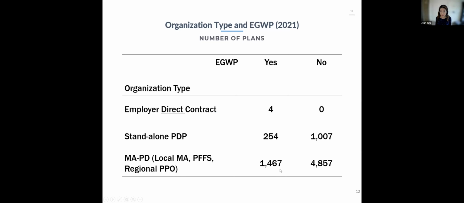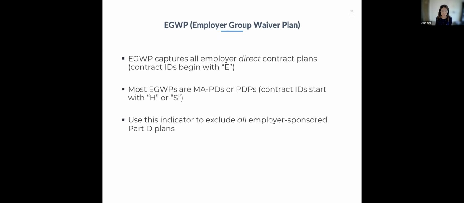1,467 EGWIPs will have a contract ID starting with H, right? So when we say that we're going to exclude employer-sponsored plans, you have to use the EGWIP indicator. You cannot simply rely on employer direct contracts. I'm going to tell you what's going on here and why.